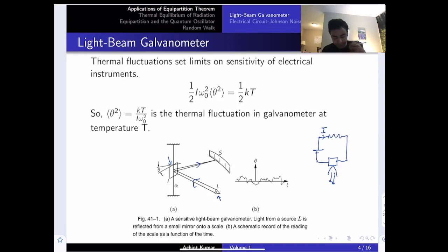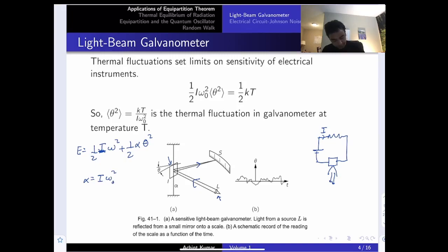equipartition theorem. We say that the potential energy, actually the total energy of the mirror is 1/2 I omega squared plus 1/2 alpha, where alpha is the stiffness constant, theta squared. Now the stiffness constant alpha is just I times omega naught squared.